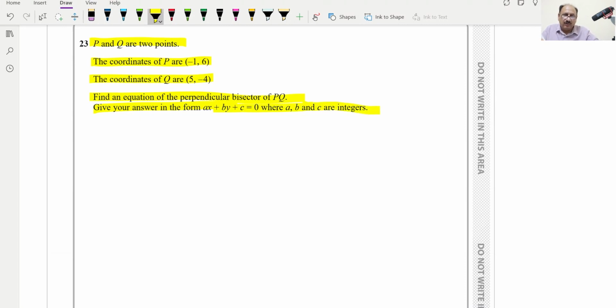So first of all, we will draw the coordinate axis, and if we roughly sketch the lines, say this is the coordinate axis, and this is the origin, x-axis, y-axis. Points are minus 1 and 6.